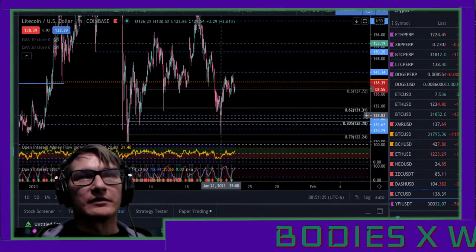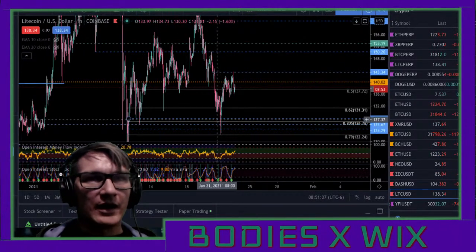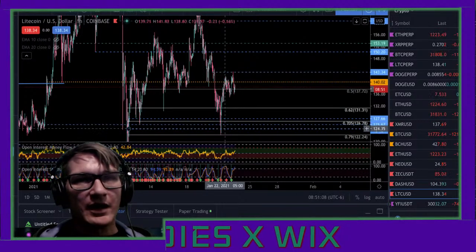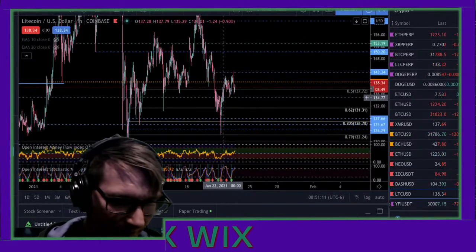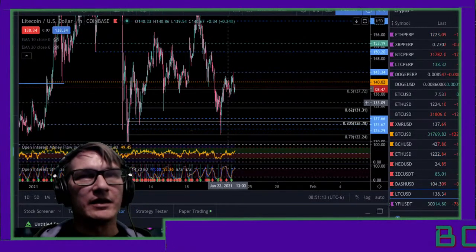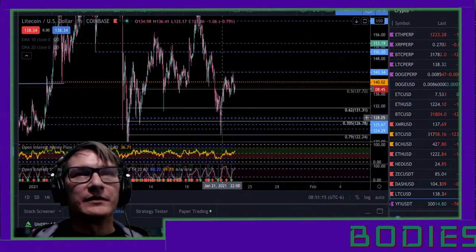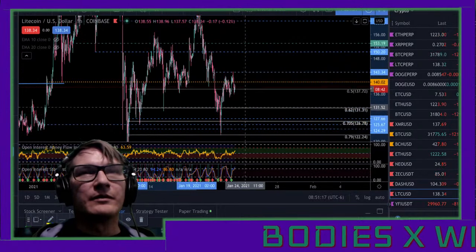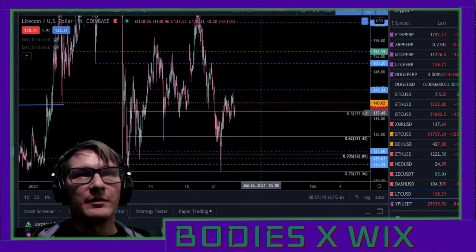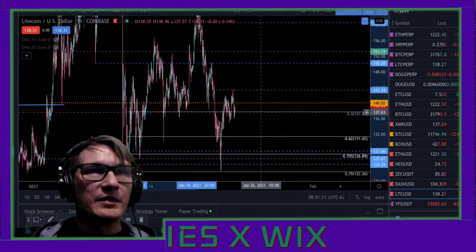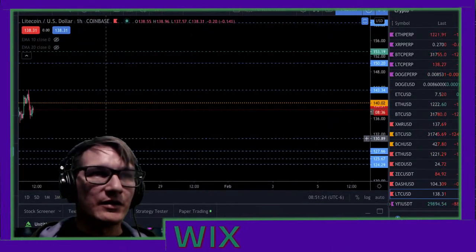And I thought I probably could have got a little bit below. I probably could have held a little bit longer, but unfortunately I didn't. And we ended up seeing it move up. But I do see bullish movement out of Litecoin, as you can see.